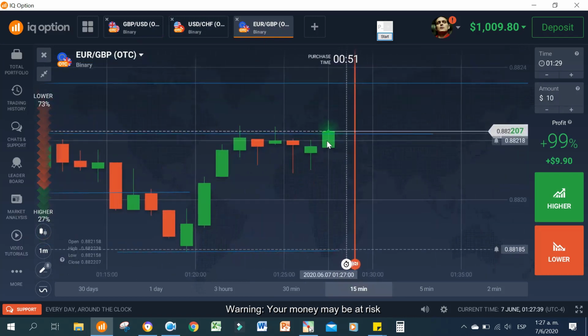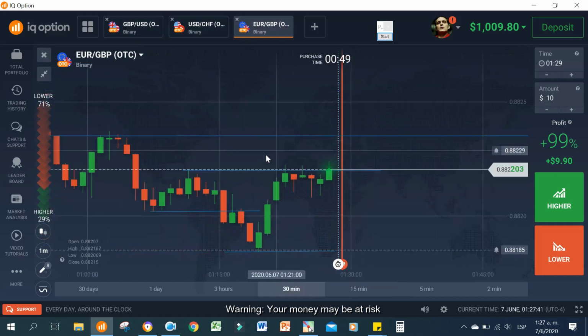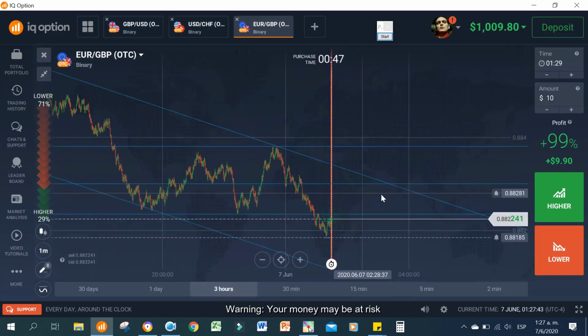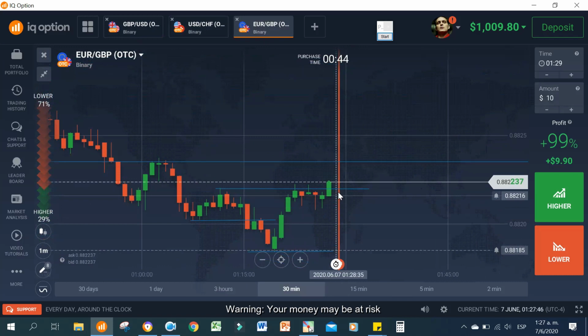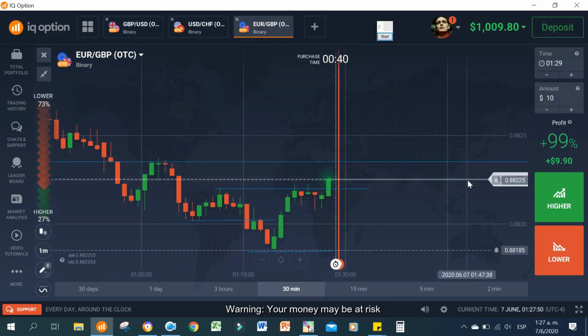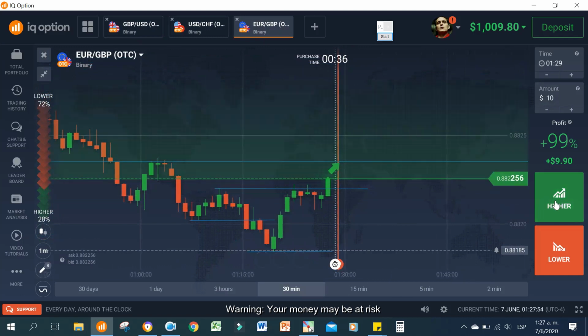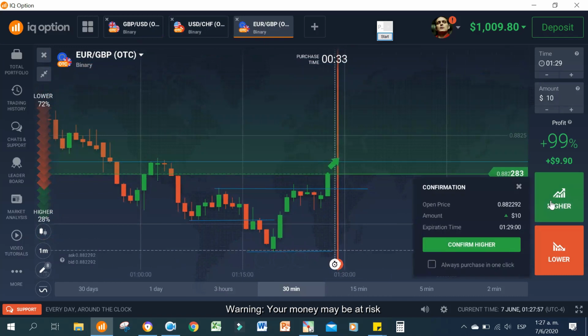Okay, let me check this one. This one is almost breaking this level. It's a resistance level. It might be a good opportunity for us to make another trade, in this case a call option. Okay, let's do it.